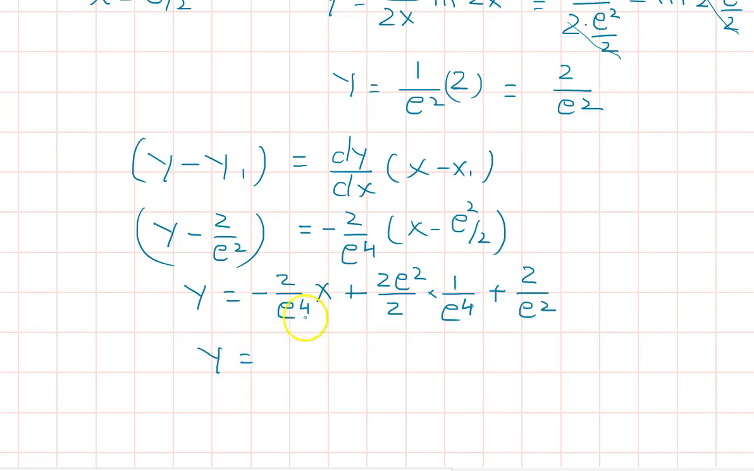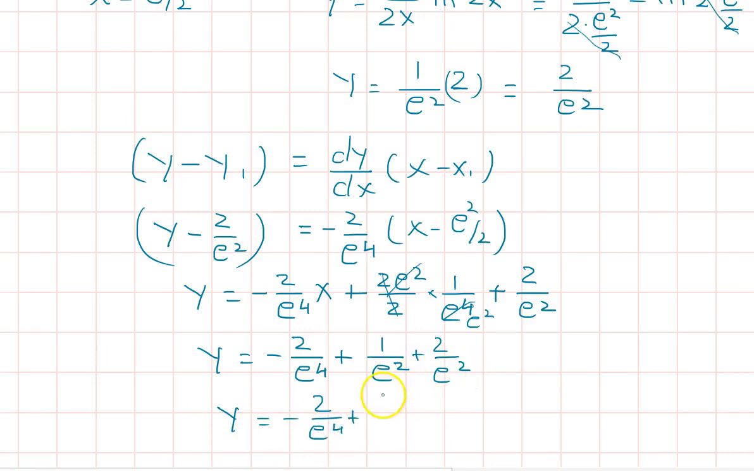So y is equal to minus 2 over e to the power 4 plus, this cancels by e square, 2 and 2 cancel, 1 over e square plus 2 over e square. So y is equal to minus 2 over e to the power 4 plus 3 over e square. I don't think we can further simplify it. So this is the equation of tangent passing through e square over 2.